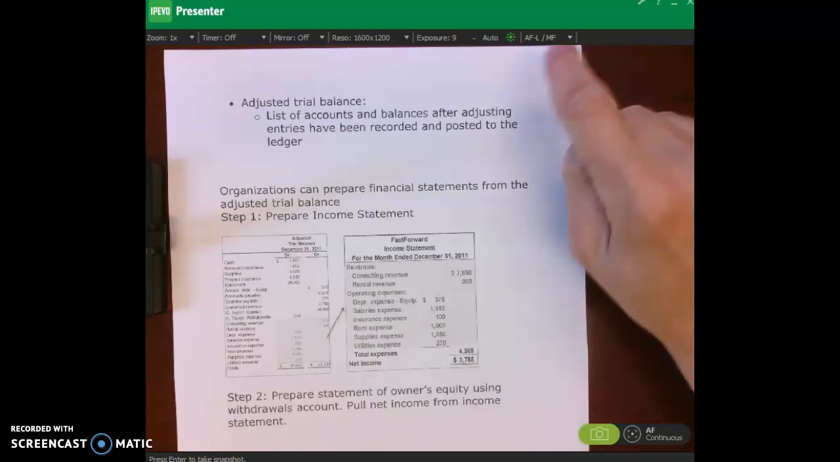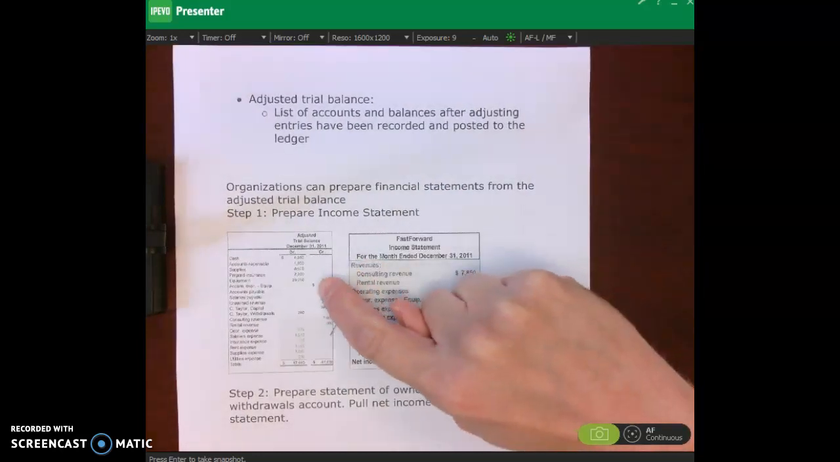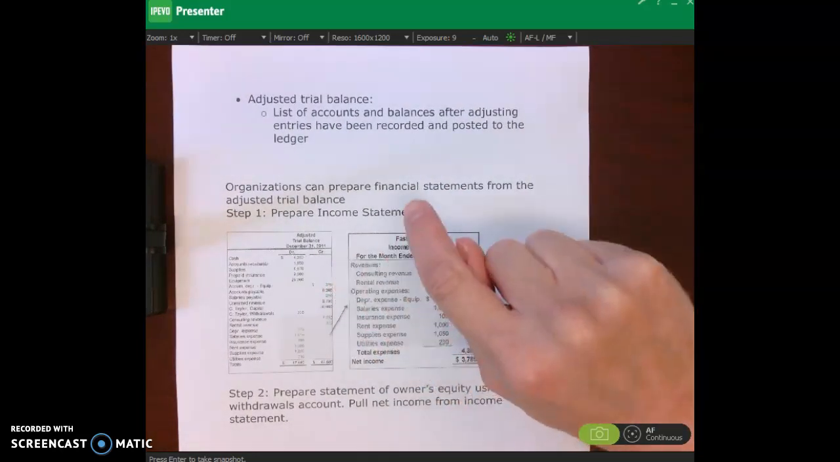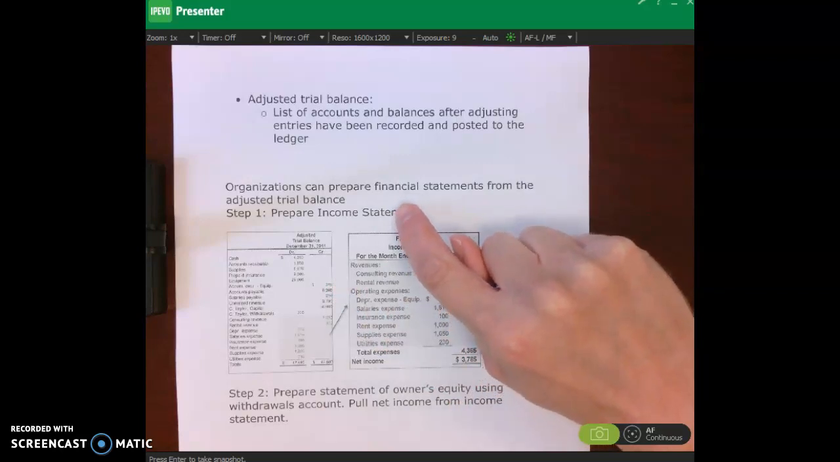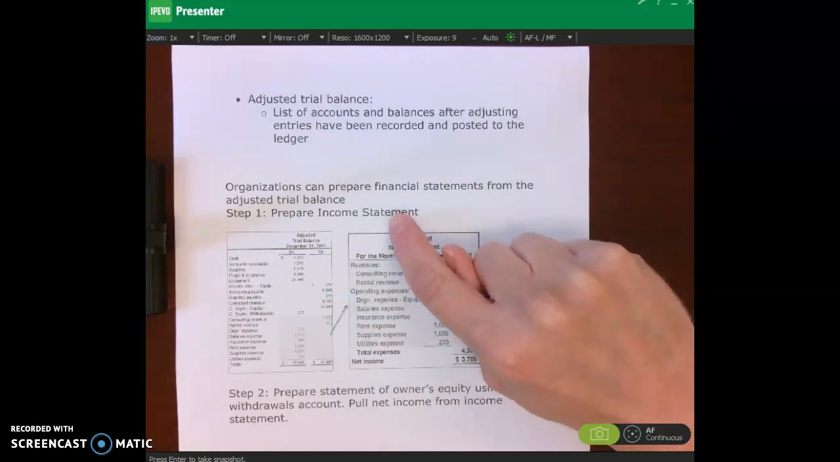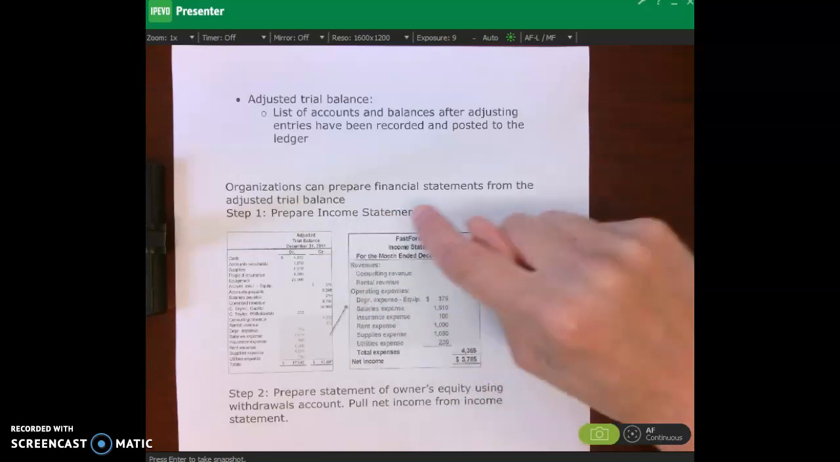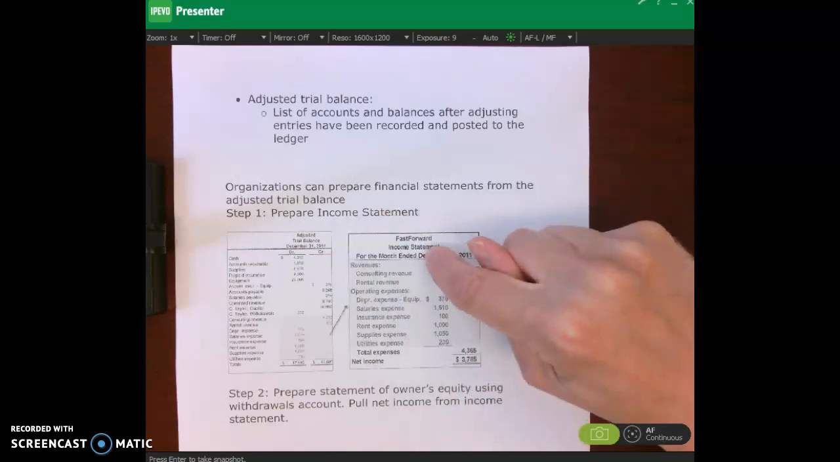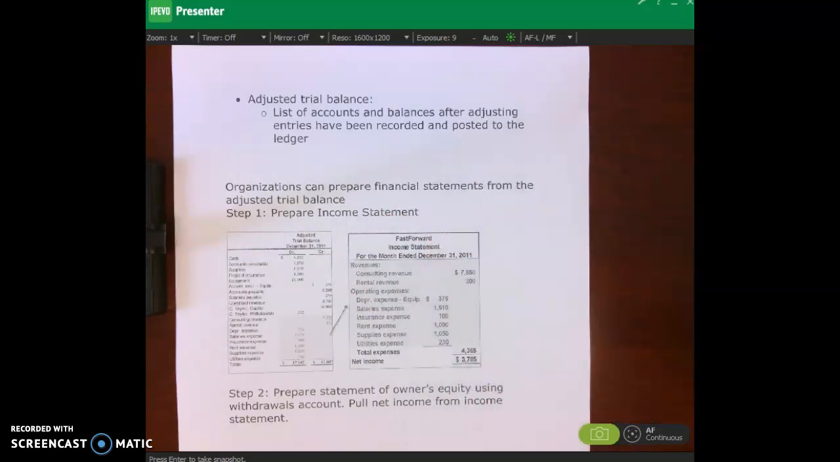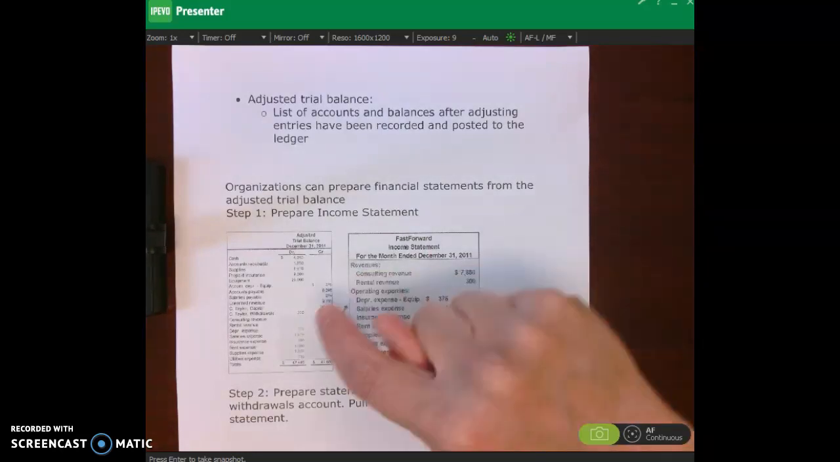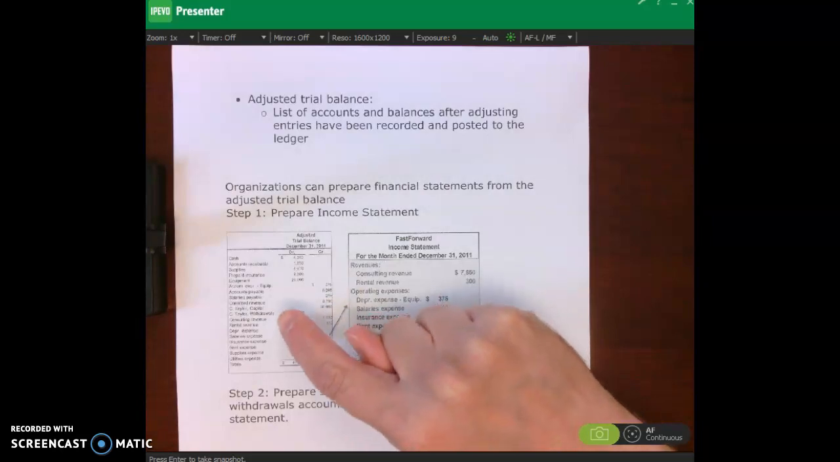Okay, so then what we'll do is just like what we talked about back in the prior chapters, we'll prepare our financial statements from our adjusted trial balance. So the first financial statement that we do, like we've talked about before, is to do the income statement. So we have our adjusted trial balance right over here.